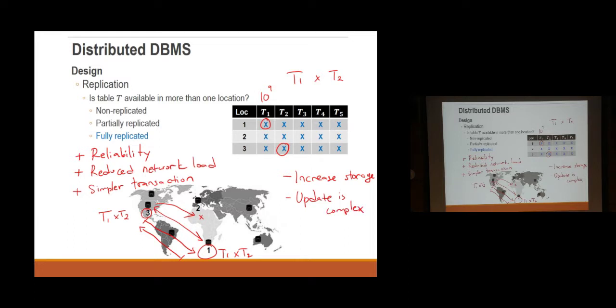Okay? And it's not that the single update is complex. The single update is costly on the network because you have to update on all locations. The complexity here comes from what happens if you have a concurrent update.